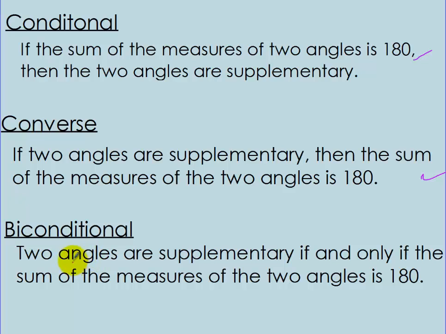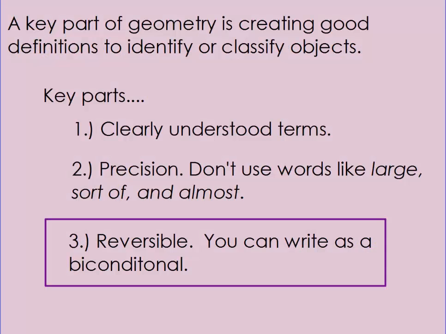So the biconditional says we can combine those into one statement and say two angles are supplementary if and only if the sum of the measures of the two angles is 180. This just combines the conditional and the converse.